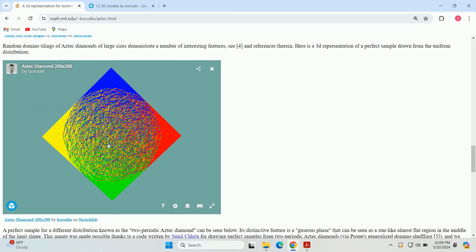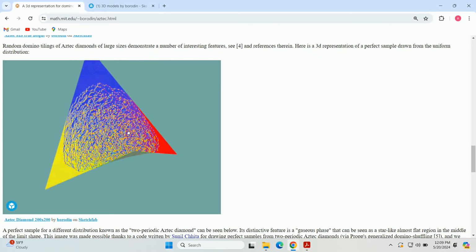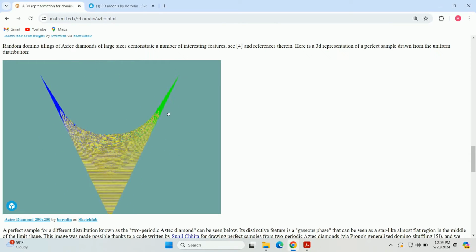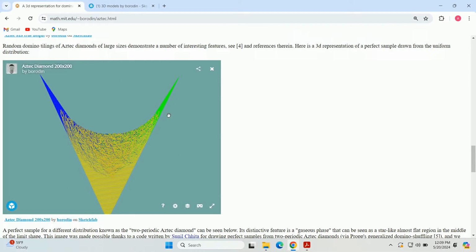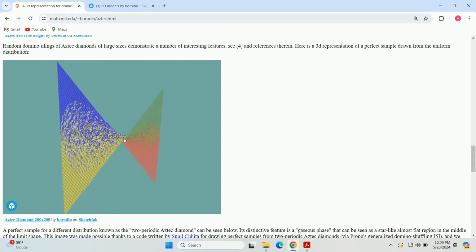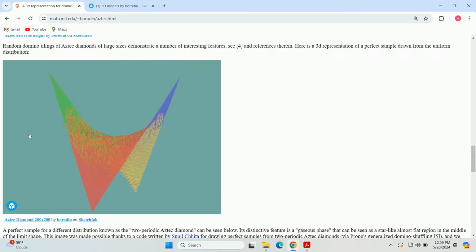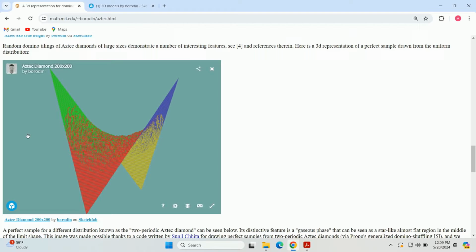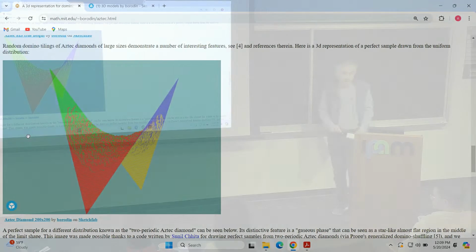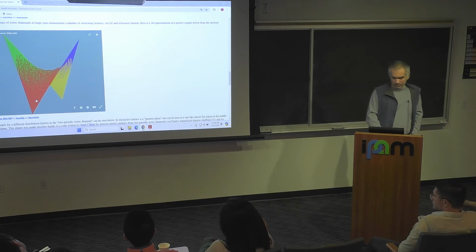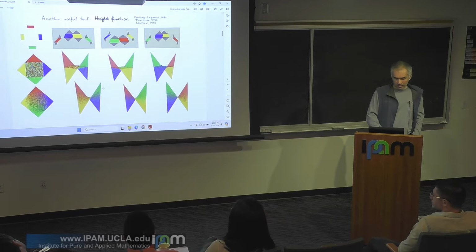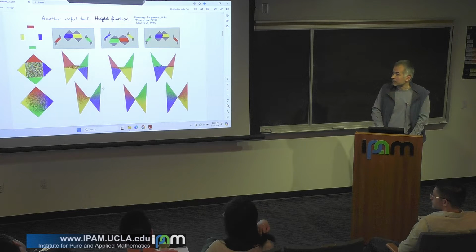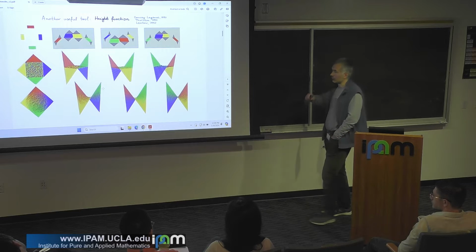And so this is a picture of the Aztec 100 on 100, I think, a sample of the uniform measure. And then if you do the same three-dimensional thing, then you're going to see that the typical sample will approach some limit surface, which is called the limit shape. And finding it was one of the important results in the theory. Now, in the middle here, maybe I won't show the simulation.